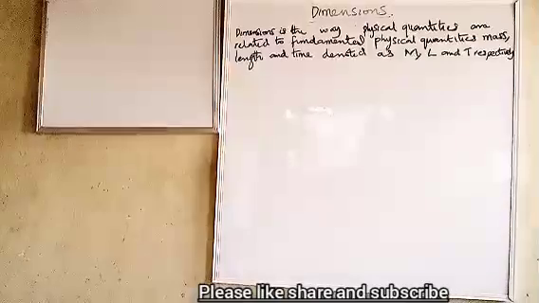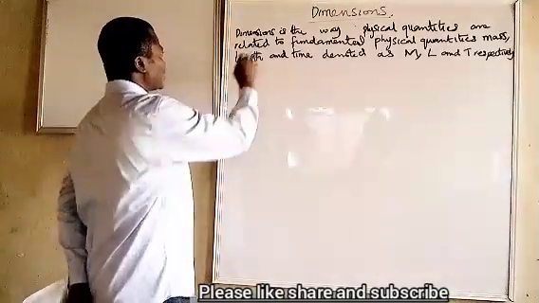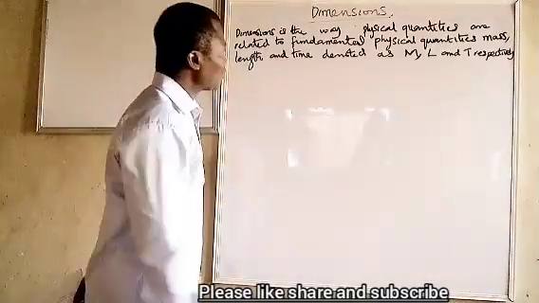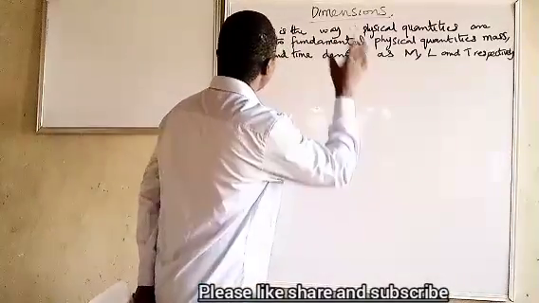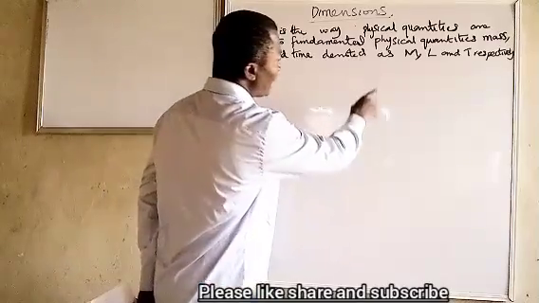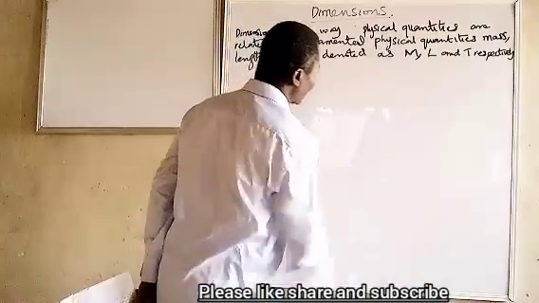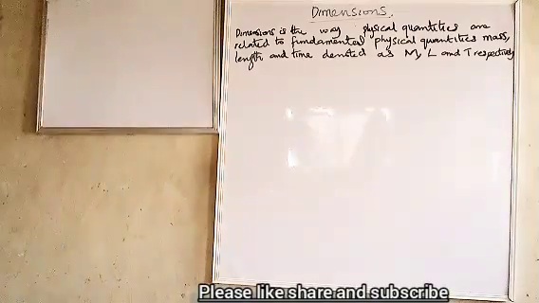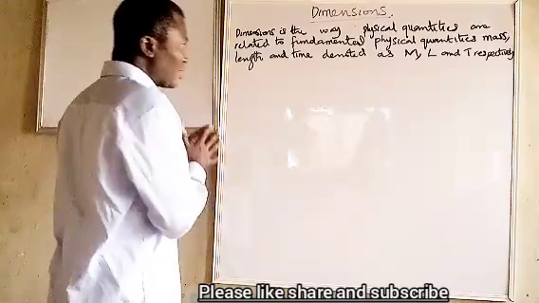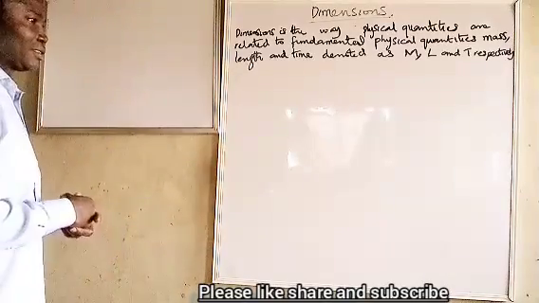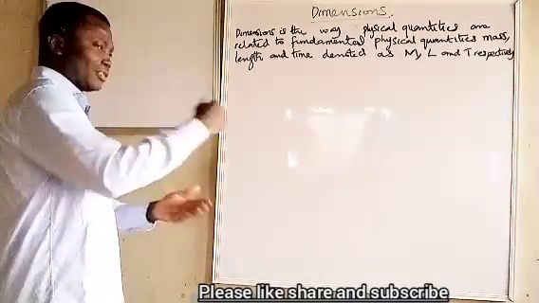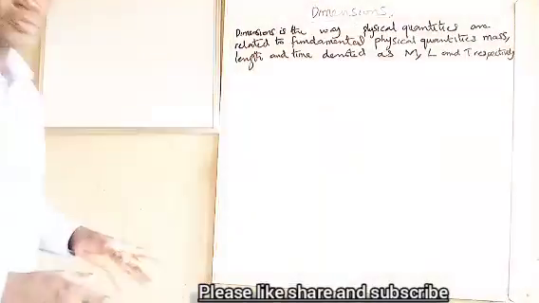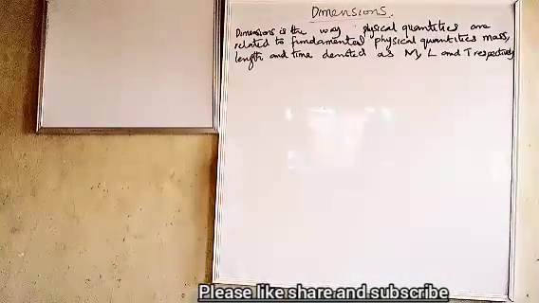Okay, let's write. Dimensions is the way physical quantities are related to the fundamental physical quantities mass, length, and time, denoted as M, capital L, and capital T, respectively. So what do we mean? All the physical quantities, we try to relate them to these so that we can work on them to get their units. So dimension is not about just the magnitude, it's about the units of each different physical quantity.